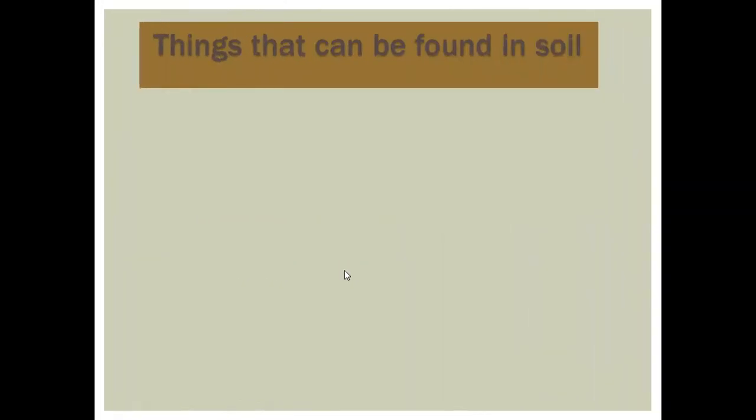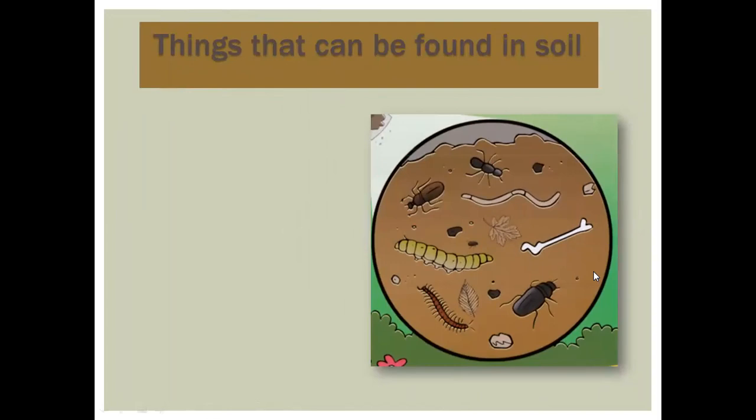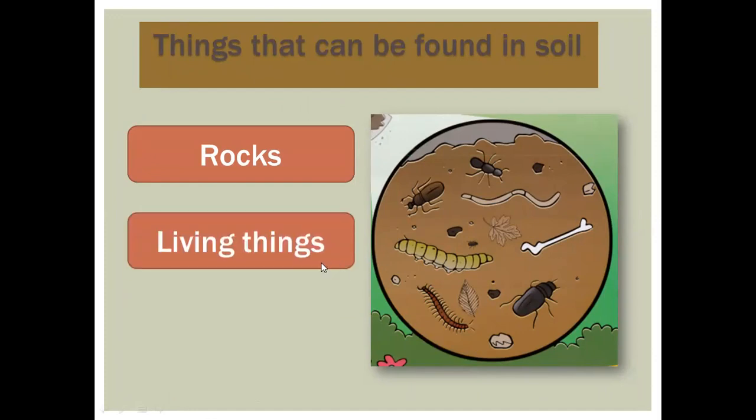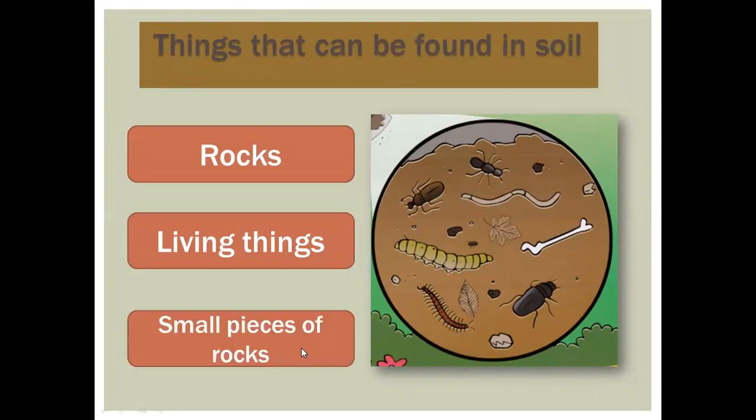Things that can be found in soil. See carefully, boys. Here are the things that you can find in the soil. First of all, there are small rocks in the soil. Living things, you can see worms, insects, they live in soil. And small pieces of rocks. So there are small pieces of rocks, nutrients, big rocks, living things. And you have pieces of dead things also.